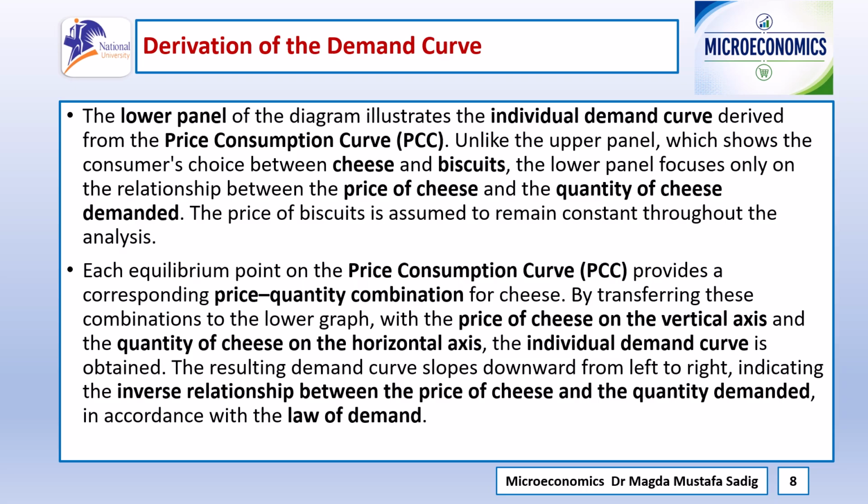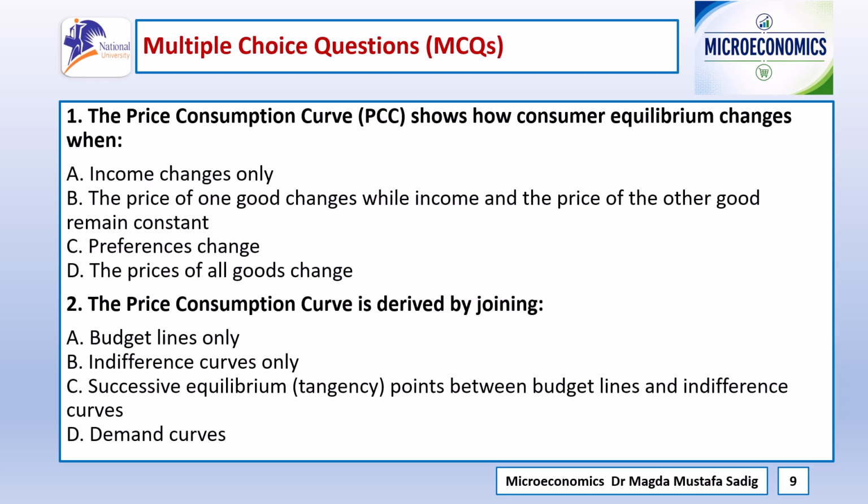Each equilibrium point on the price consumption curve provides a corresponding price quantity combination for cheese. By transferring these combinations to the lower graph with the price of cheese on the vertical axis and the quantity of cheese on the horizontal axis, the individual demand curve is obtained. The resulting demand curve slopes downward from left to right, indicating the inverse relationship between the price of cheese and the quantity demanded, in accordance with the law of demand.